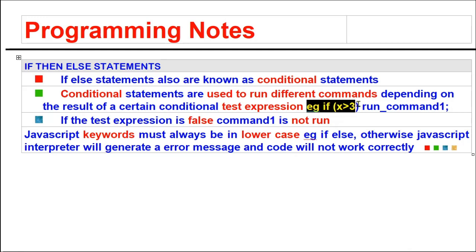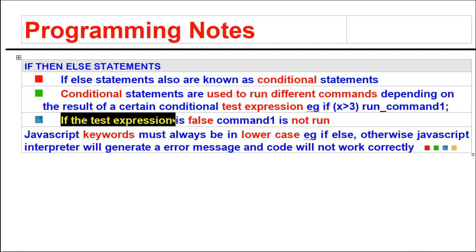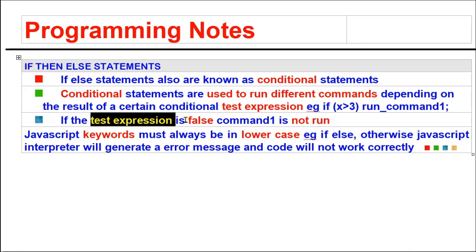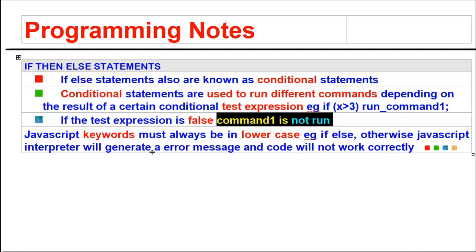Otherwise, if x is not less than 3, nothing more happens. Command 1 will not be run, and the code will just go on to the next line of code and run that. If the test expression, which in our case is x is larger than 3, is true, then the command is run and the action is performed; otherwise it's not performed. If the test expression is false, command 1 is not run, as just mentioned.